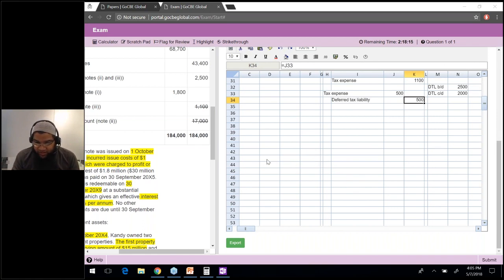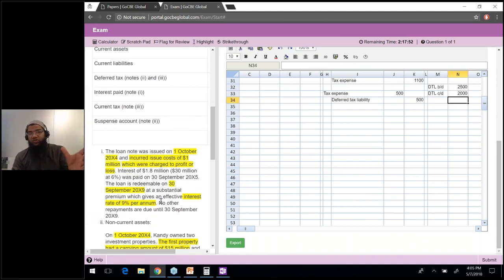Said Imran Shah is saying increase in deferred tax liability or decrease in deferred tax liability. Actually the brought down was 2,500. The carried down we have calculated is 2,000. So there is a decrease in deferred tax liability by 500 at the moment. This 500 actually ignores the revaluation impact. That will be incorporated in the balance sheet directly.